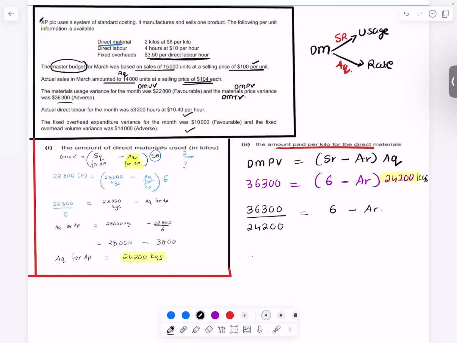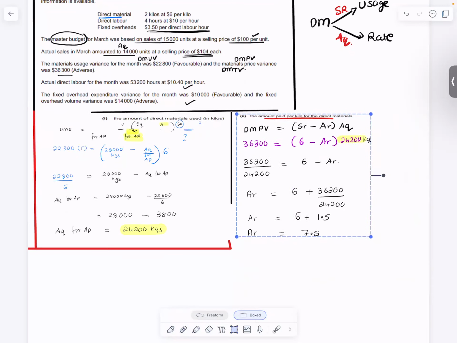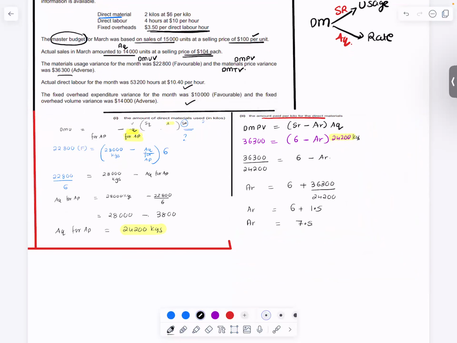AR is equal to, I'll just swap it, 6 plus 36,300 over 24,200. So the actual rate will be 6 plus 36,300 over 24,200, which is 1.5. The actual rate is 7.5. Oh, this was easy. Actual rate is 7.5. Are you with me? Can I proceed ahead?